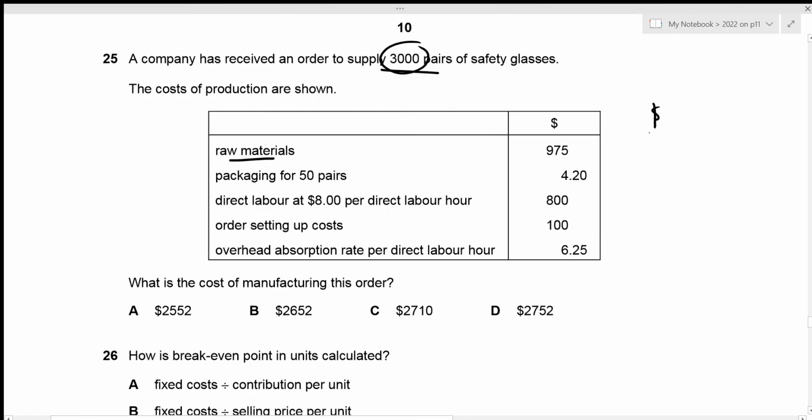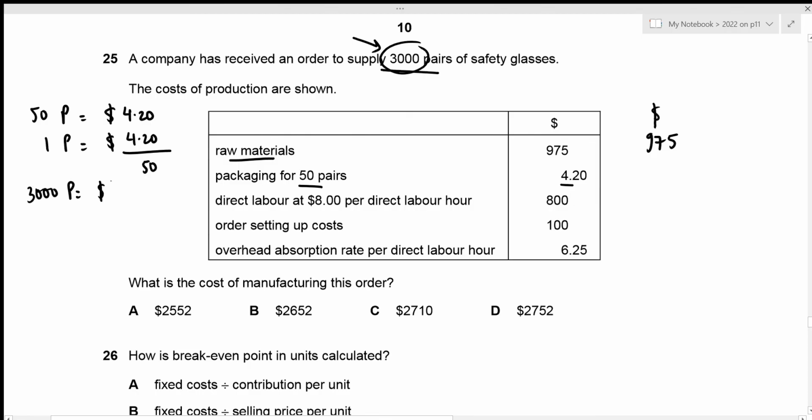Okay, so that's 975. Then packaging for 50 pairs is 4.20. So for 50 pairs, the packaging cost is 4.20. But we need to figure out the packaging cost for all 3,000 pairs. Let's do that. For one pair, that will be 4.20 divided by 50. This is again the utilization of the unitary method. Now for 3,000 pairs, that is going to be 4.20 divided by 50 times 3,000, which results in our cost for 3,000 pairs having the value of 252.